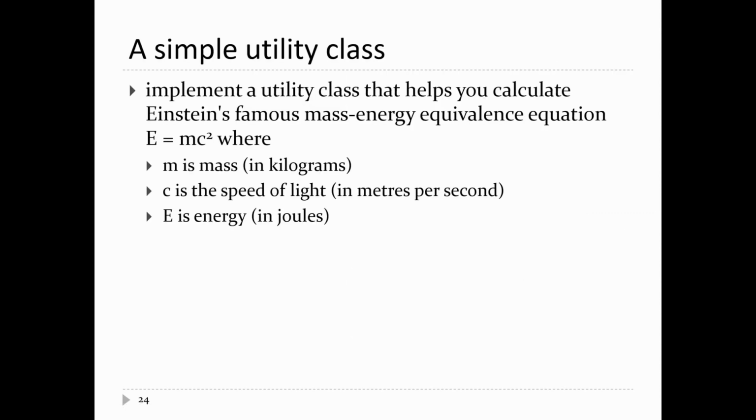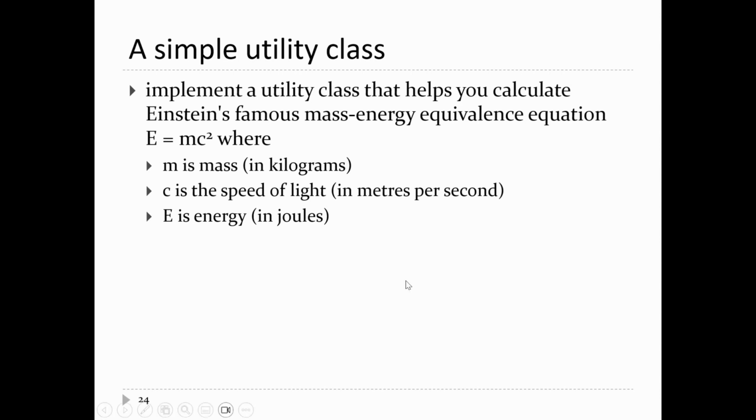Okay, so how do you make a utility class? Well, it's pretty easy. You just make a class and mark everything as being static. I'm going to make a utility class with one method and one constant. I'm going to make a class that lets you calculate E equals mc squared. If you don't know what this is, it's just Einstein's equation for computing the amount of energy that's equivalent to some amount of mass. It consists of one equation, E equals mc squared. C is the speed of light, which is a physical constant.